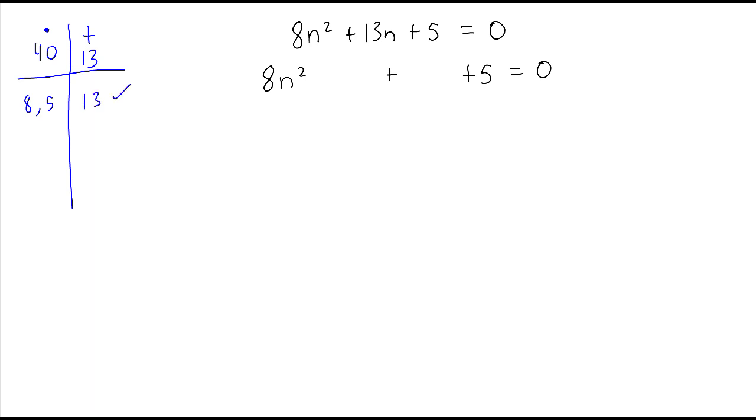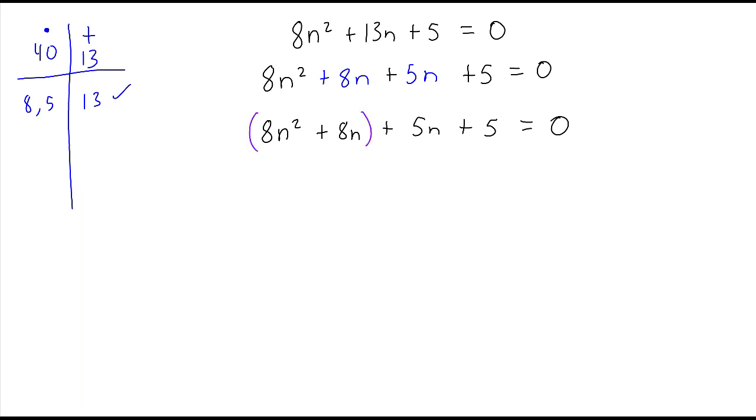So first try, I got the two numbers, positive 8n and positive 5n. So 8n squared plus 8n plus 5n plus 5 equals 0. I'm just rewriting these four terms here. And I'm going to group together the first two terms and the last two terms, and keep bringing down the equals 0. 8n squared plus 8n. The common factor shouldn't be too hard to spot. It's 8n. They're both divisible by 8, and they both have at least one n.